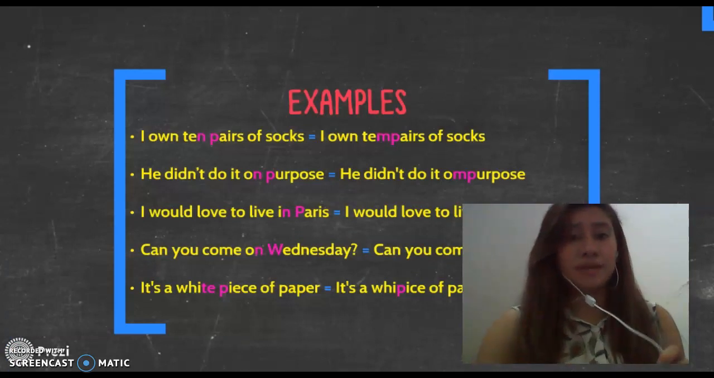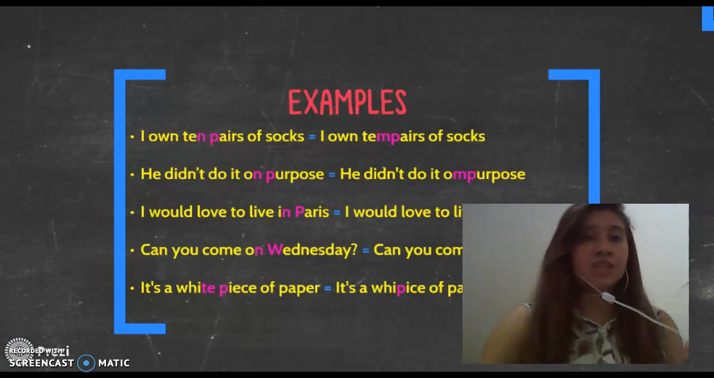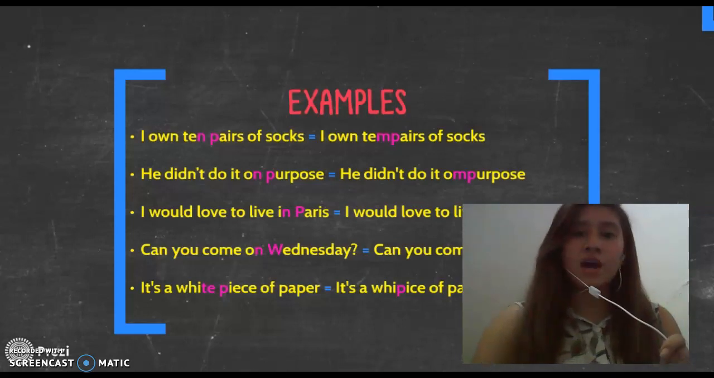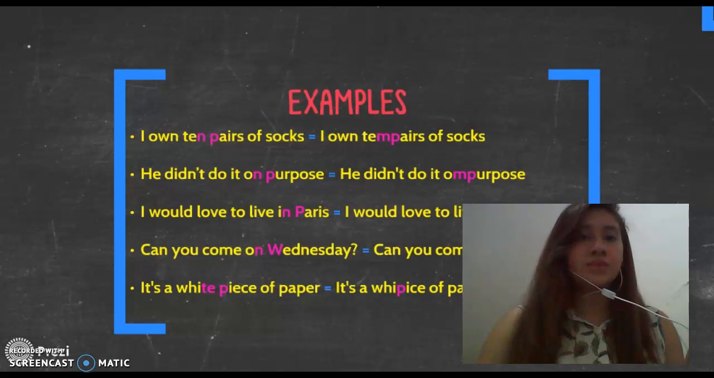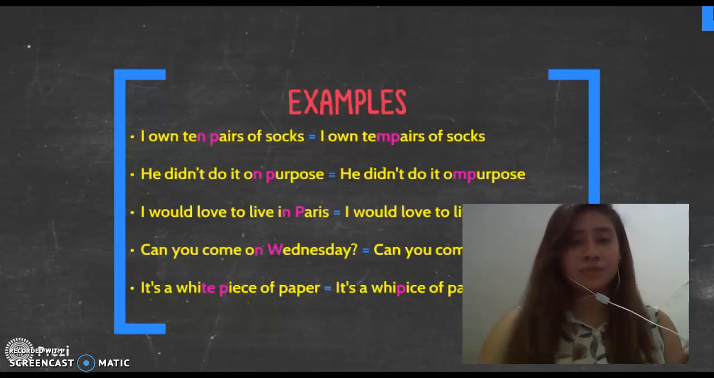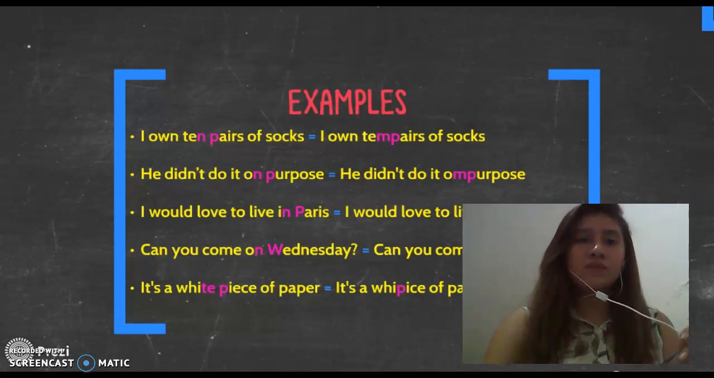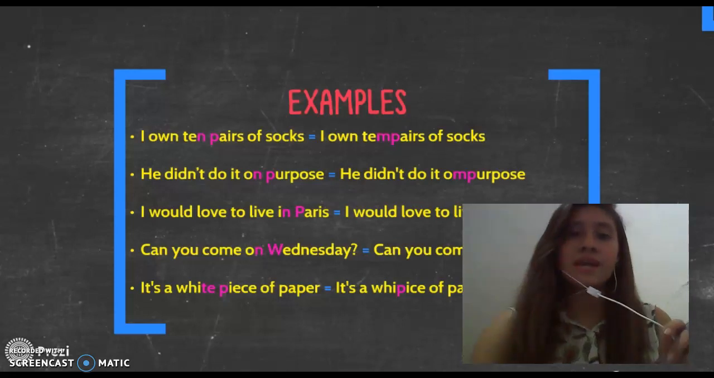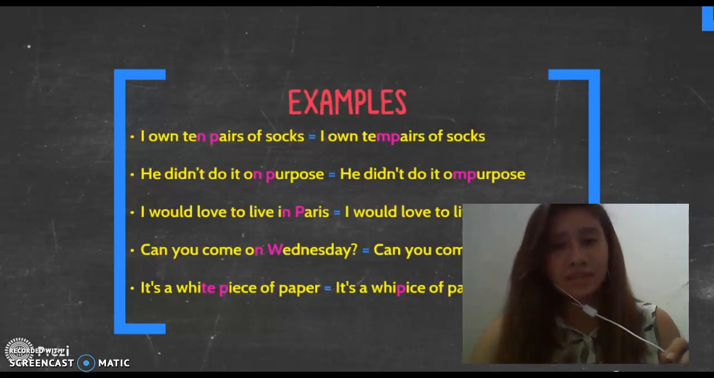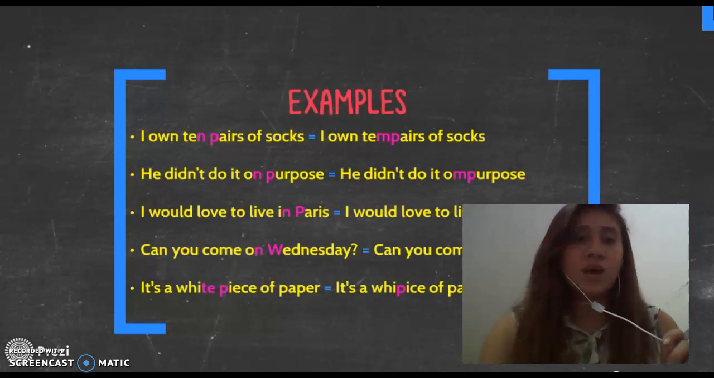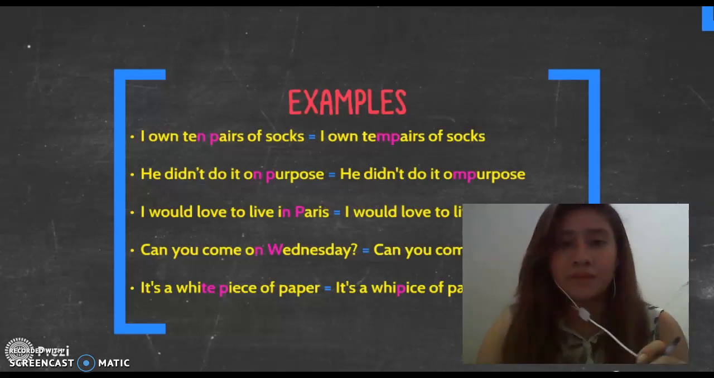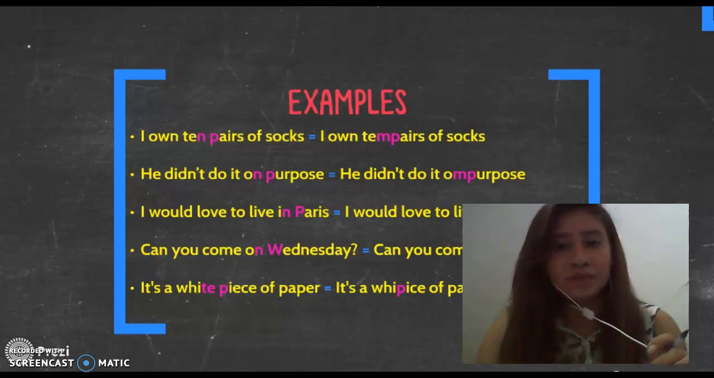Here we see more examples. I own ten pairs of socks. He didn't do it on purpose. I would love to live in Paris. Can you come on Wednesday? It's a white piece of paper.